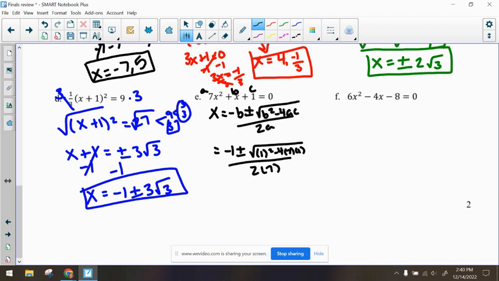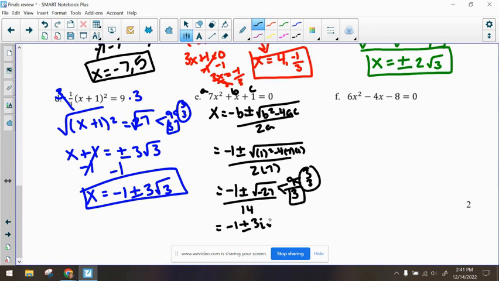all over 2a. So when we do this, I'm going to start by typing in the stuff in the radical, but not including the radical. So just 1 squared minus 4ac, which gives me negative 27. So negative 1 plus or minus root negative 27 over 14. I'm going to break 27 into its factors, 9 and 3, where 9 can be 3 and 3. The difference on this one is that it was a negative 27, so I need to bring out an i as well. So negative 1 plus or minus 3i root 3 over 14.